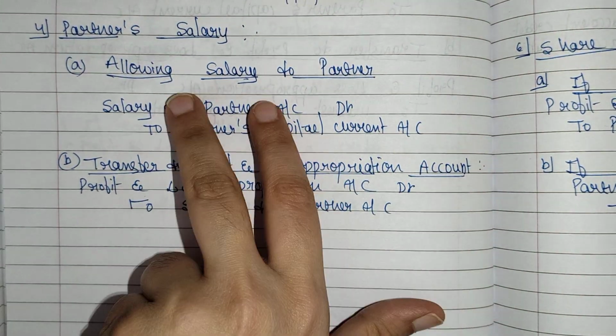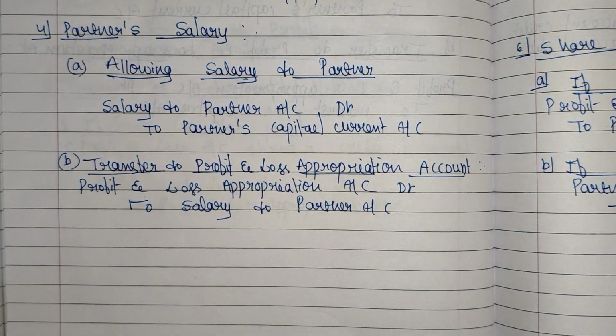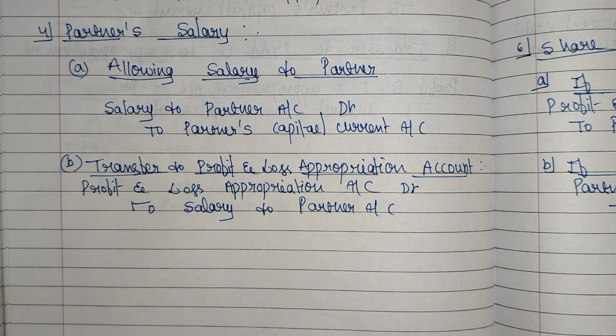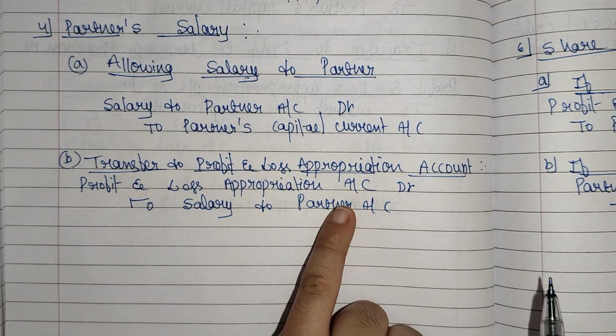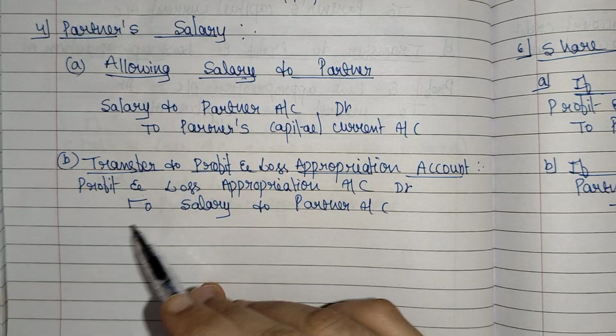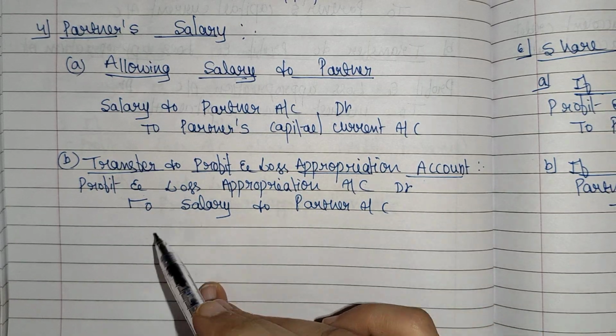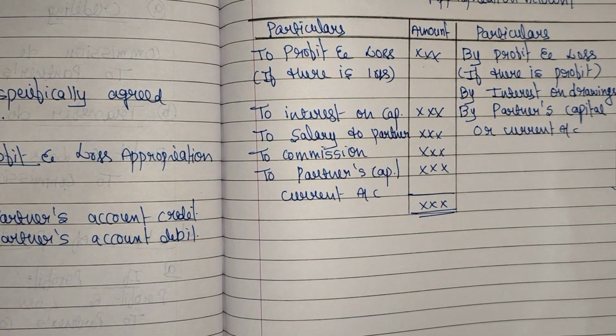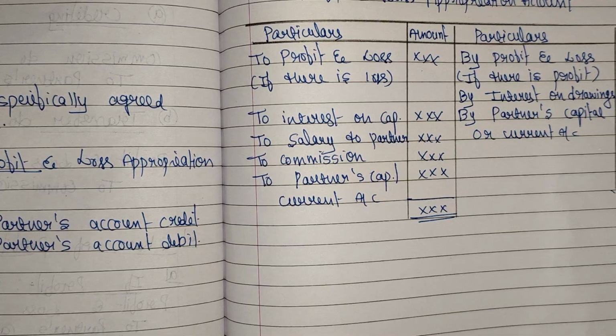Now, next one, partner's salary. First, allowing salary to the partner: Salary to Partner Account debit to Partner's Capital or Current Account. Here we credit the partner's account, but in the Profit and Loss Appropriation Account, we need to debit it. The entry is: Profit and Loss Appropriation Account debit to Salary to Partner's Account. In this way, you need to remember. It's very easy. Clear? Now, salary is over.